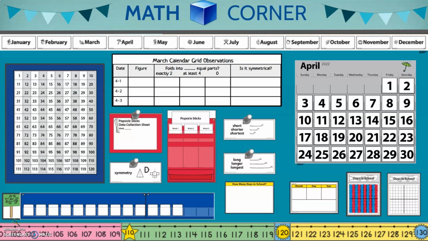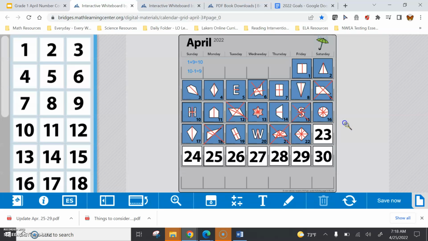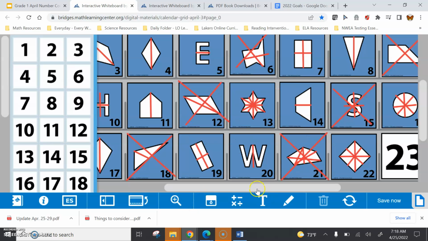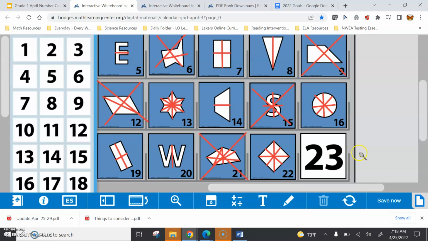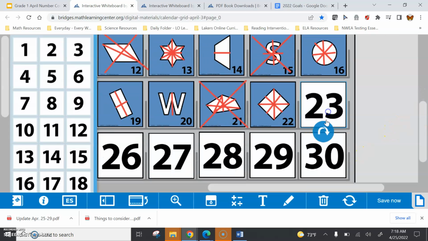Let's find out what's on our calendar for the day. Wow, we have a lot going on. We've been talking about symmetry this entire month, and we'll see what was on Saturday's card.